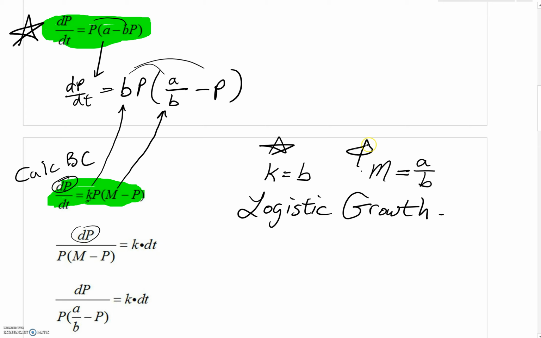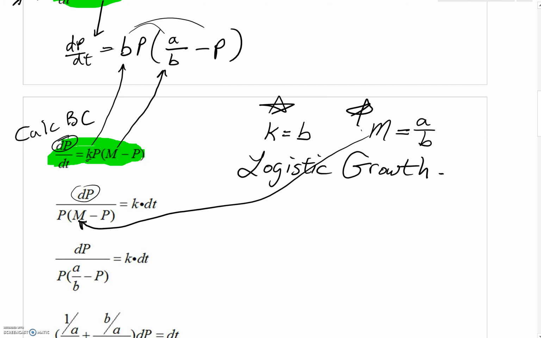But remember what M was, and remember what k is also. Your M right here, we could say, well, that's a over b minus P. Well, your k right here is really just a b. So how about we get rid of this b right here? How about we multiply both sides by 1 over b? So I'm going to multiply by 1 over b here on the right. I'm going to multiply by 1 over b here on the left side also.